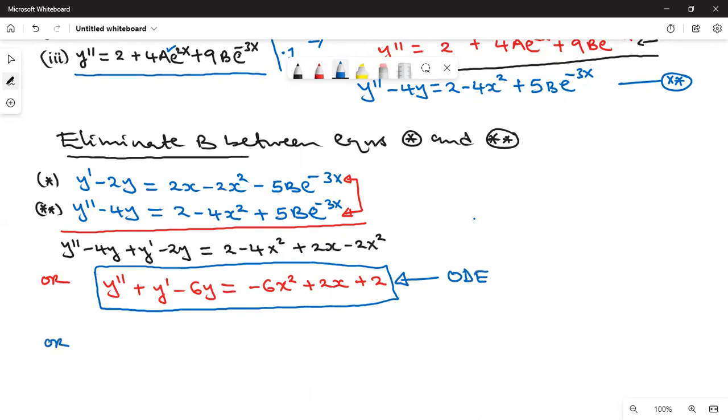Or you could also write this as d squared y dx squared plus dy dx minus 6y is equals to negative 6x squared plus 2x plus 2. Another way, another notation, another way of writing the same ODE. So that is the ODE that we have formed in part A. Let's see how to get the ODE in part B.